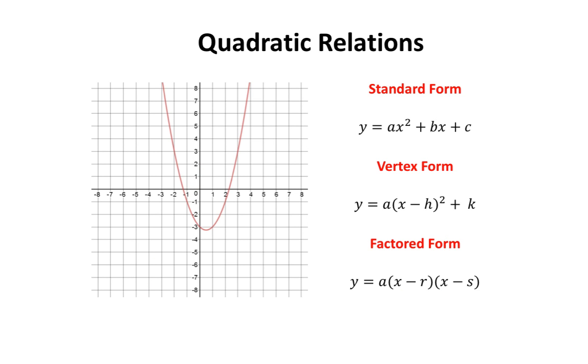In this unit, you'll learn that quadratic relations can take on three different forms: standard form, vertex form, and factored form. Today we'll be focusing on standard form. When you have a quadratic relation in standard form, the easiest way to graph it is with a table of values.